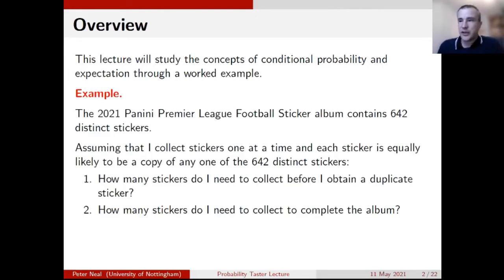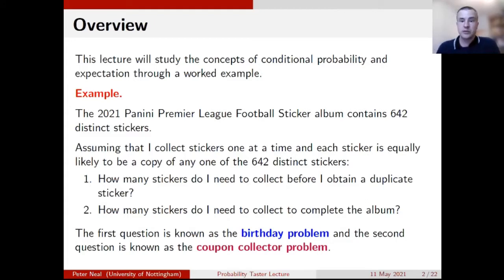Amongst other things, I'm a football fan and have many times looked at collecting football stickers. The current Panini Premier League football album contains 642 distinct stickers. If I was to collect one sticker at a time, how many stickers do I need to collect before I obtain a duplicate, a sticker that I've already seen before? And the second question is, how many stickers do I need to collect in order to complete the whole album, to get all 642 distinct stickers?